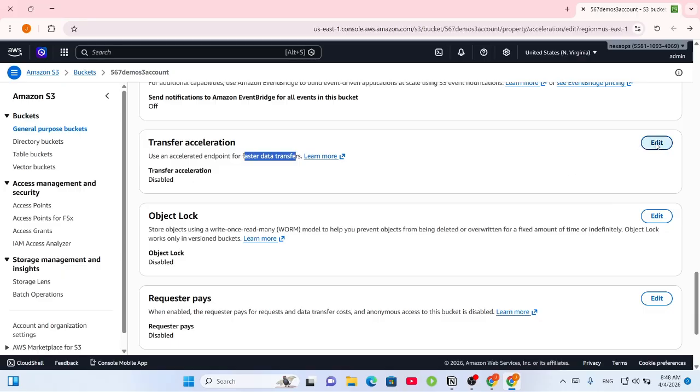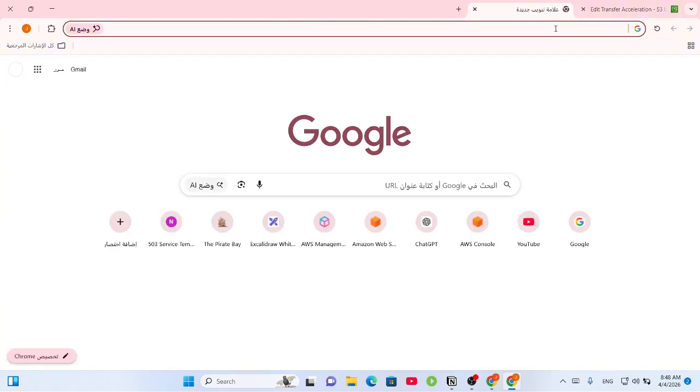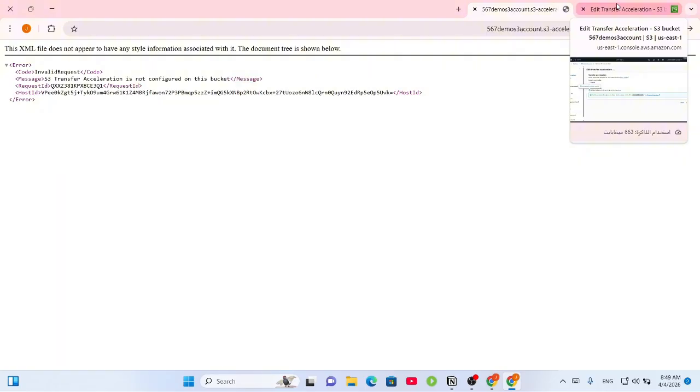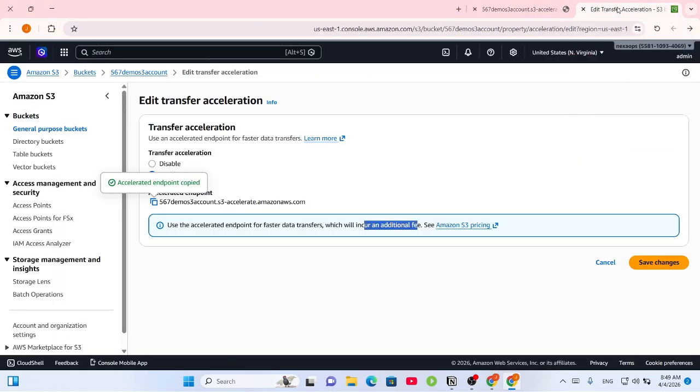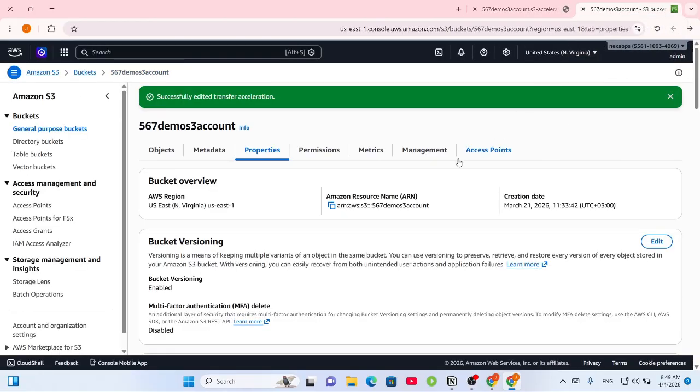It's just a matter of clicking this one. That's it. So you have the accelerated endpoint here: use the accelerated endpoint for faster data transfer, which will incur an additional fee. They gave us additional endpoints here. This is because I don't have access actually.